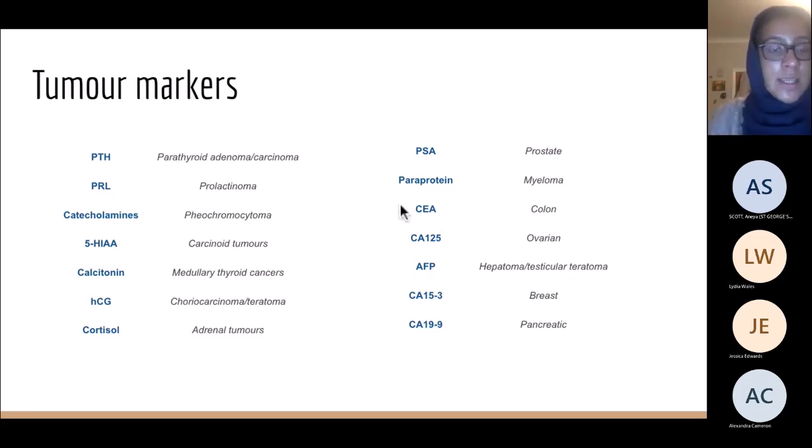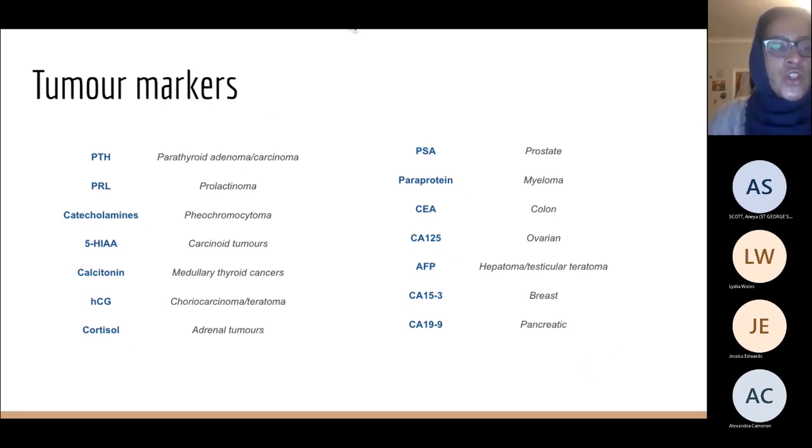So, for example, CEA, which is a tumor marker used in colon cancer, isn't really used for diagnostic purposes, but it is often used to monitor response to treatment. So that's quite useful. CA125, again, is a tumor marker that, dependent on the level, may change your treatment approach to someone with ovarian cancer, depending on how high their CA125 levels are in their blood.